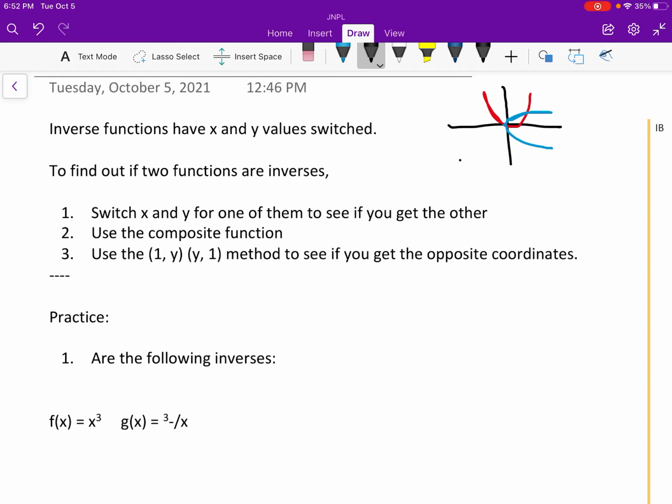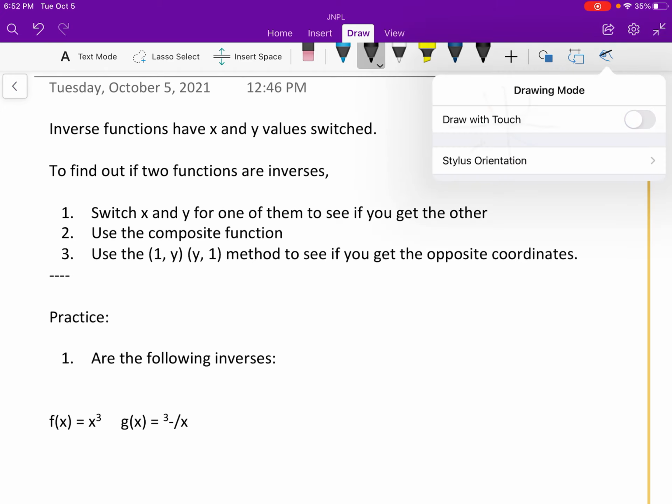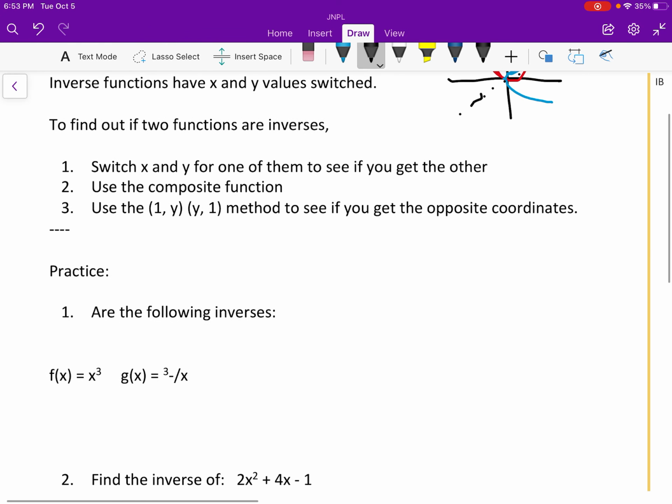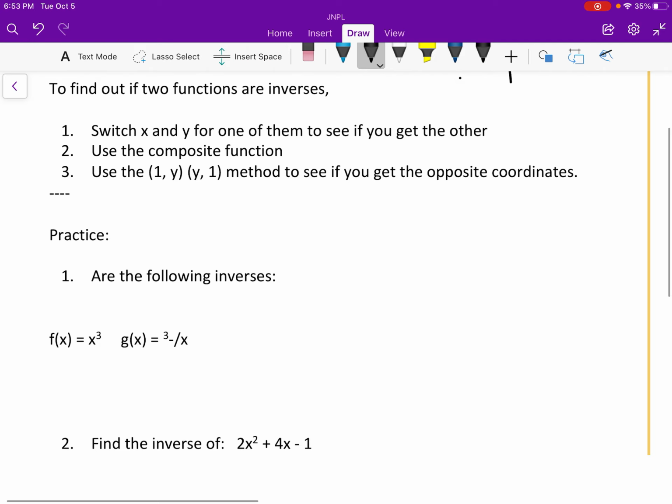They always have symmetry over the y equals x line, and they have x and y values switched. So if (1, 2) was a point for the red one, then the blue one would have (2, 1) as a point. So the points that they have are switched. If you want to find out if two functions are inverses, switch the x and y.